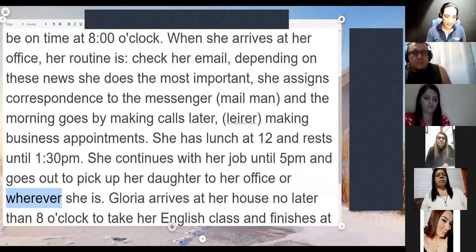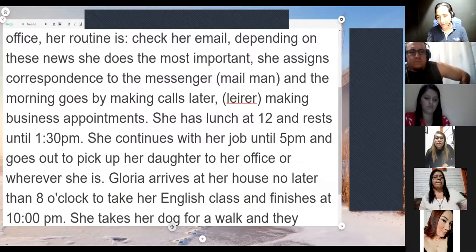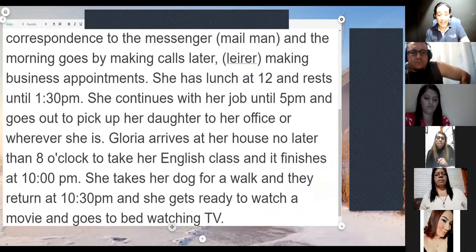Wherever she is. Okay, Gloria arrives at her house no later than 8 o'clock to take her English class and finishes at 10 p.m. She takes, aquí me equivoqué, ¿verdad? Porque decías, and it finishes, y esta termina at 10 o'clock. She takes her dog for a walk and they return. Ojo, Gloria decía, and we return. ¿Por qué puse they?